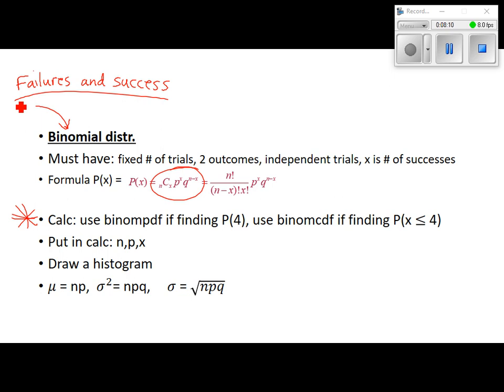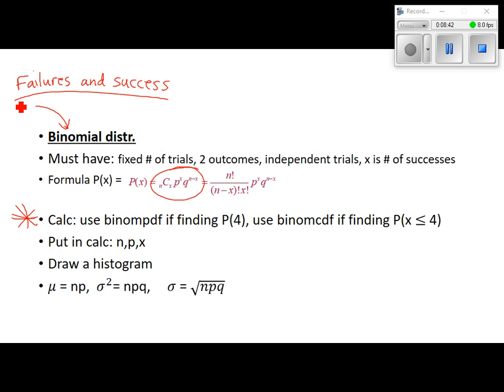I guarantee one of the questions on the test, if I give the same test I've given in the past, which probably will be, one of the questions always gets everybody. They always mess it up. It's like the last question or one of the last questions. And it says, calculate the mean, variance, and standard deviation of a binomial distribution.